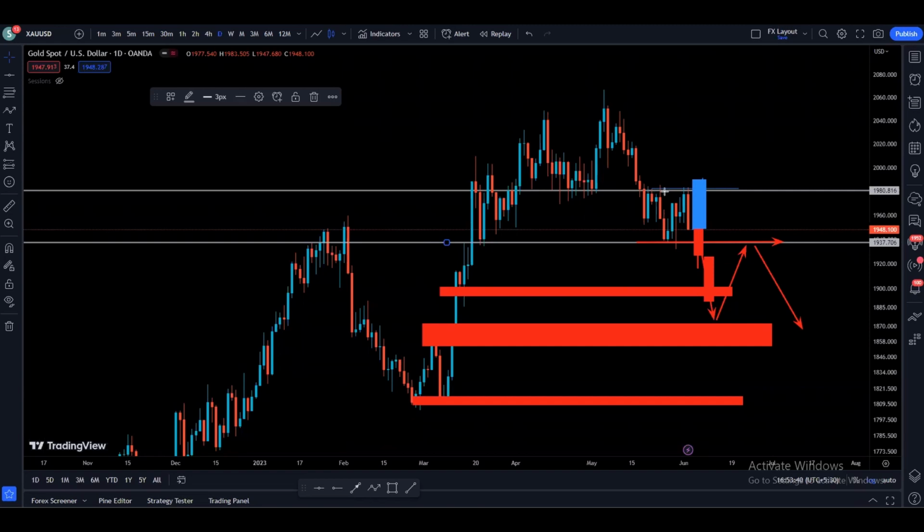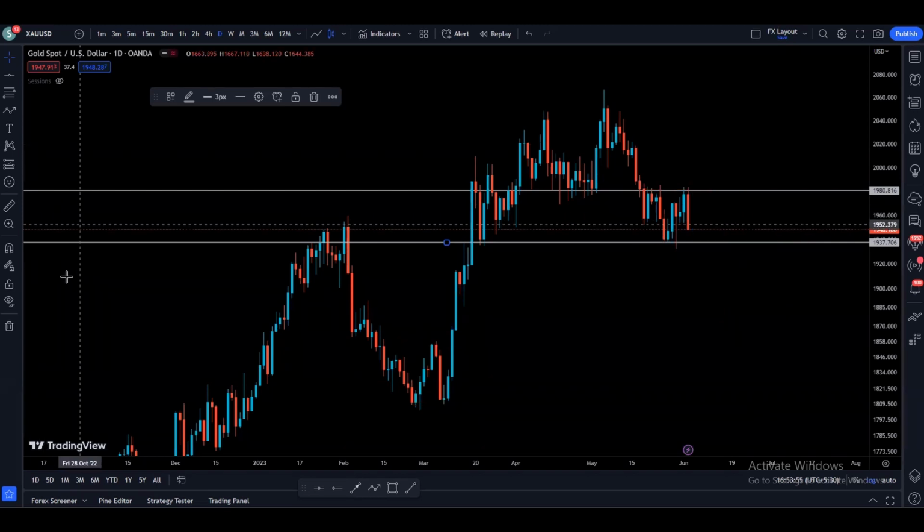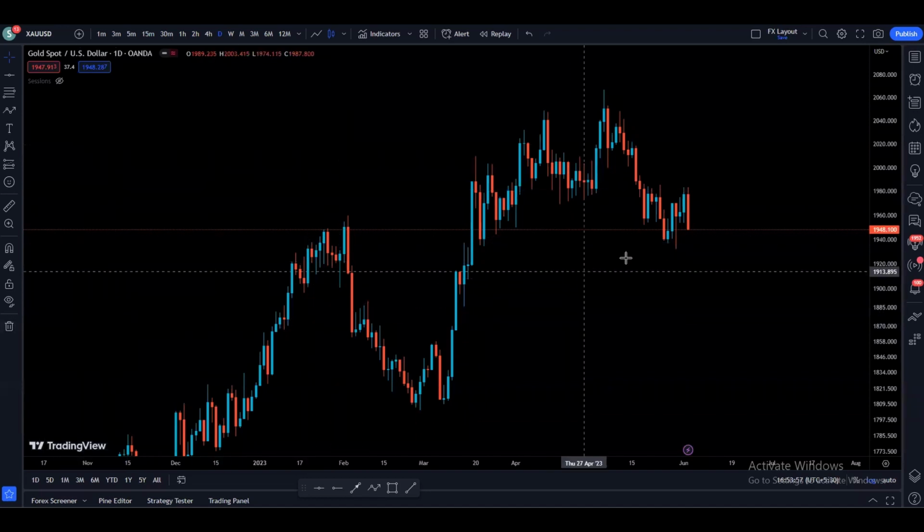So if we get a candle closing bullish above this resistance, and the next candle closes back into the range, basically closing below this support, then there will be a higher probability price is going to come down to retest this low. So that is something we see on the daily time frame. And now let's go to the 4 hour time frame to find more details.